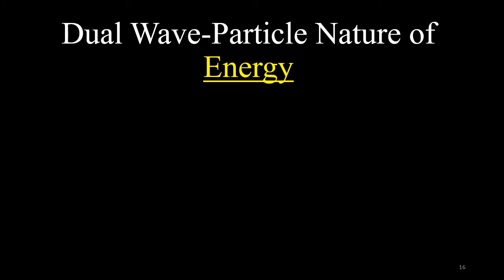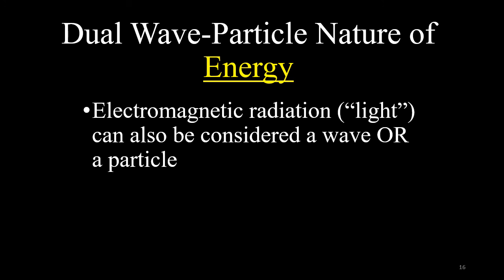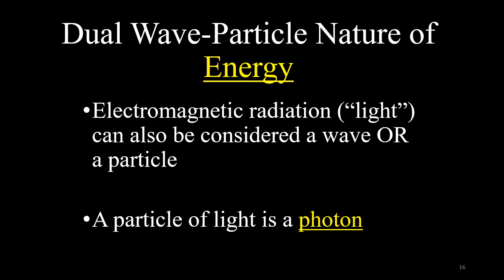Okay, so that was talking about electrons. Now let's try to look at energy. Let's look at how energy can be viewed as both a wave and a particle. So electromagnetic radiation, or light, can be considered as a wave or a particle, and a particle of light is called a photon.